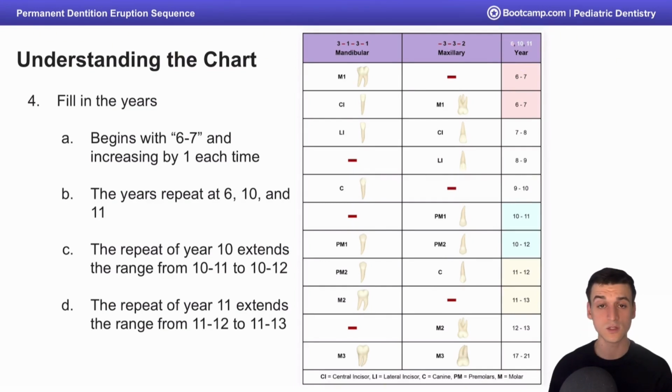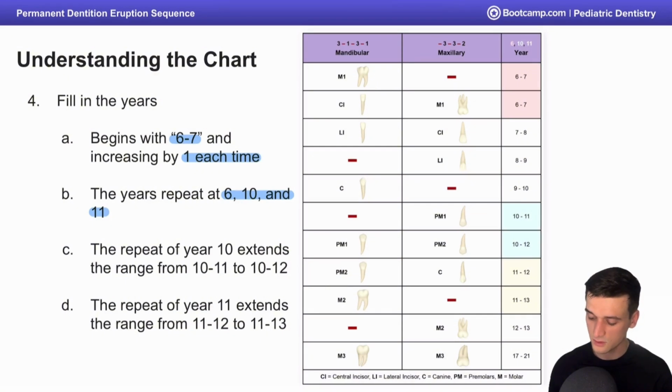So the way that you want to do this is by beginning with the range of 6 to 7, and each time you move down a row, you want to increase both numbers in the range by 1 year. So of course, after 6 to 7, you would expect that the next range is going to be 7 to 8. However, there's one catch because there are 3 years that we are going to expect to repeat. We are going to dedicate 2 boxes in the year column to years 6, 10, and 11.